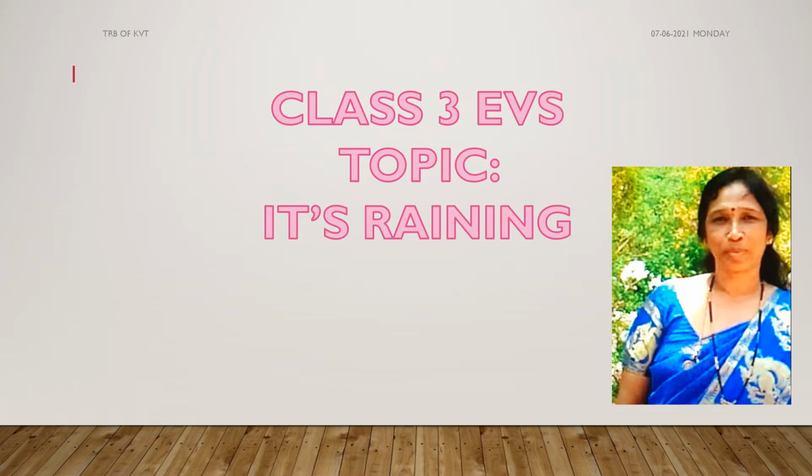Hey everyone, today we are going to learn about a topic: It's raining. That means in this chapter, we'll be learning the uses of water, from where we get water, what is meant by rain, how we get the rain, what is the reason, the cause for the rain, and what is the water cycle, what is a rainbow, everything related to it.